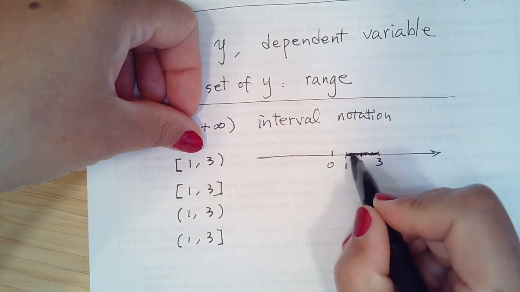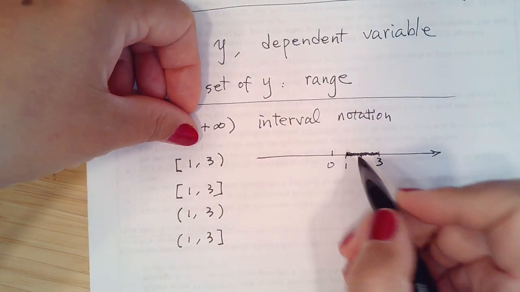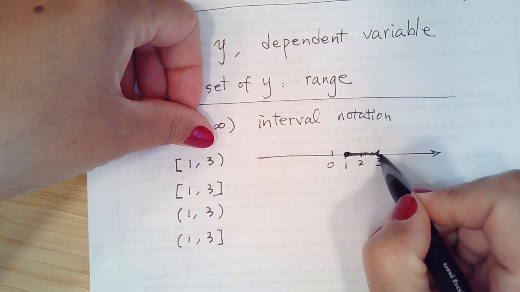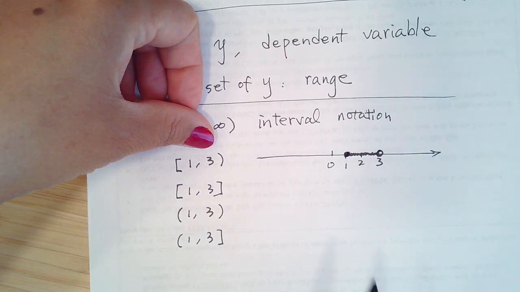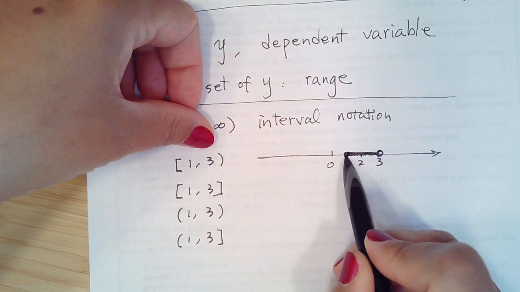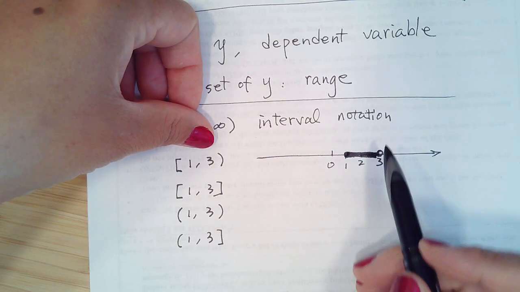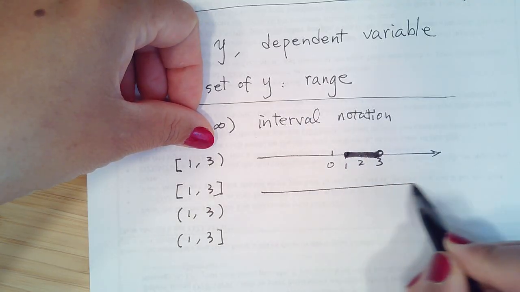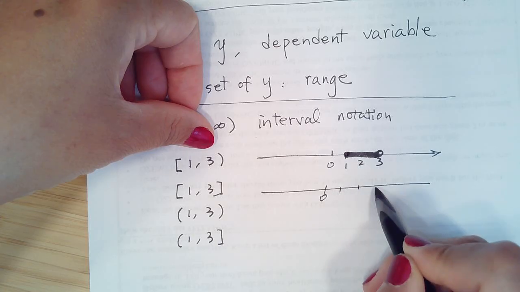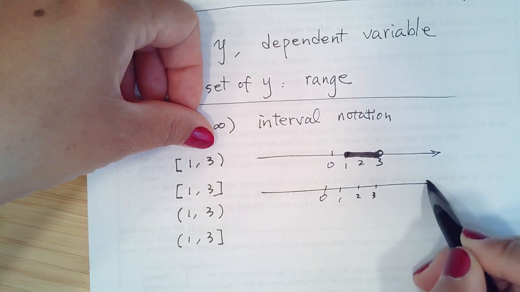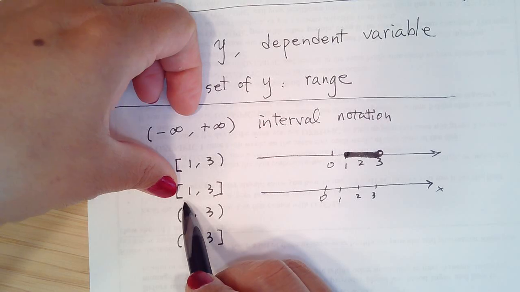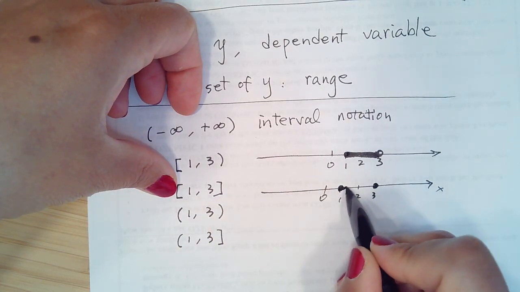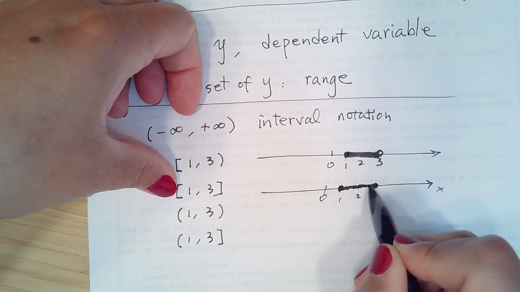But this bracket means including 1, and parenthesis means does not include 3. So this is the right way to show this interval. Sometimes for the domain or the range, you have to use interval notation to show that. On this number line, 0, 1, 2, 3, from 1 to 3, but it's bracket, so that means it's including, and we just shade this interval.